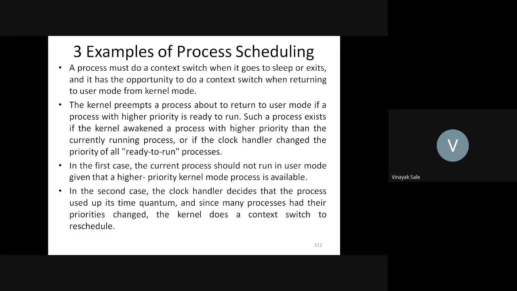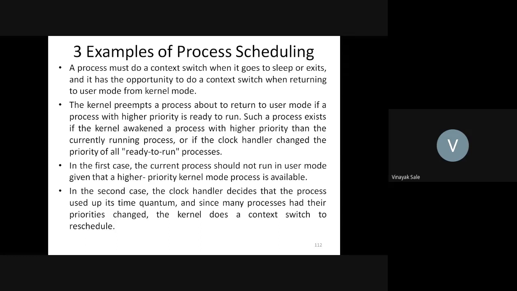Then next part, this is an example of process scheduling. A process must do a context switch when it goes to sleep or exits. It has the opportunity to do a context switch when returning to user mode from kernel mode. The kernel preempts a process about to return to user mode if a process with higher priority is ready to run.